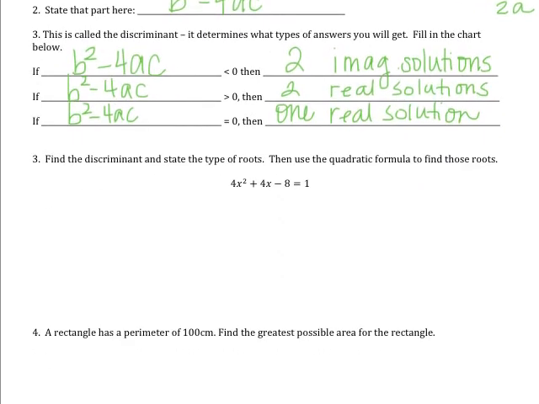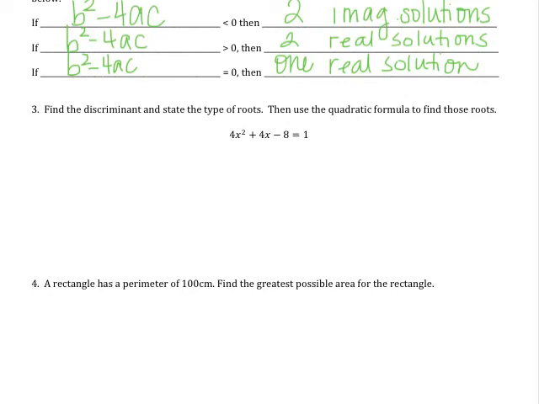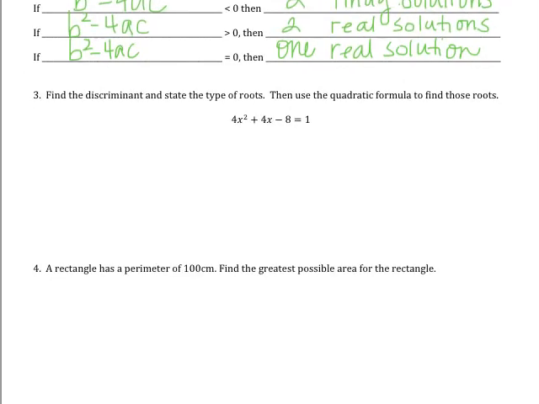So let's try this one. Find the discriminant and state the type of roots. Then use the quadratic formula to find these roots. So first thing I want to do is set it equal to 0. So I'm going to subtract 1.